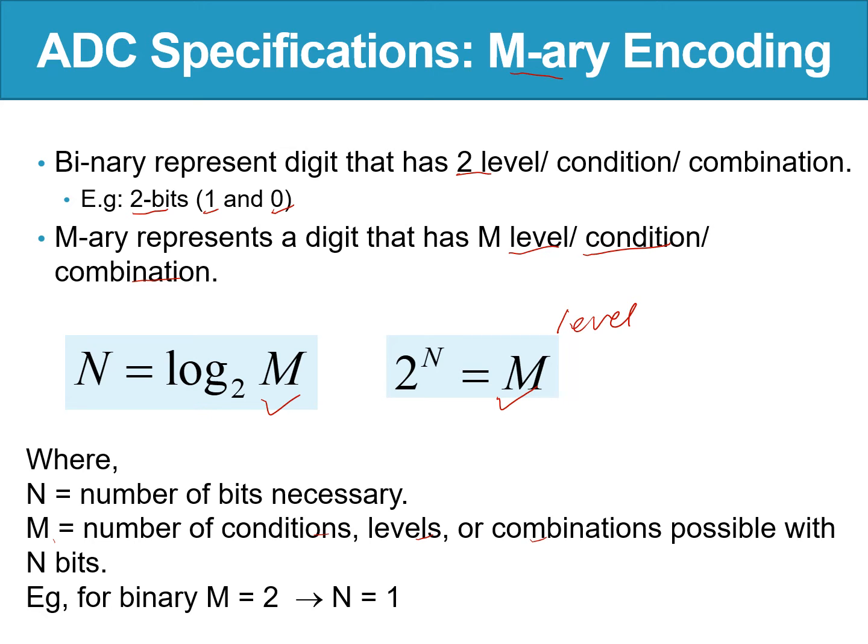For example, if binary, M equals 2, so N equals 1, meaning that this is the level, and this is the bit. For level 2, we have bit 0 and bit 1. This is level 1, and here is level 2.